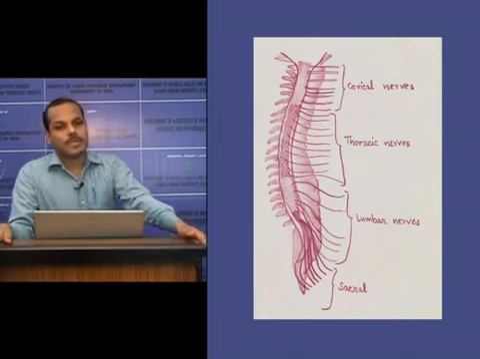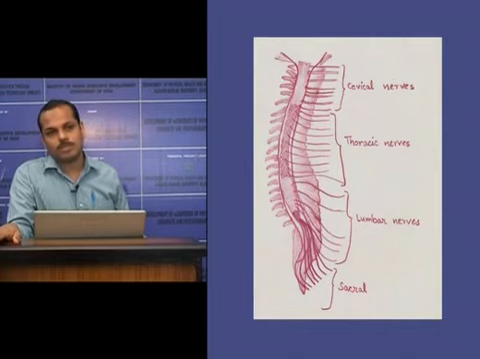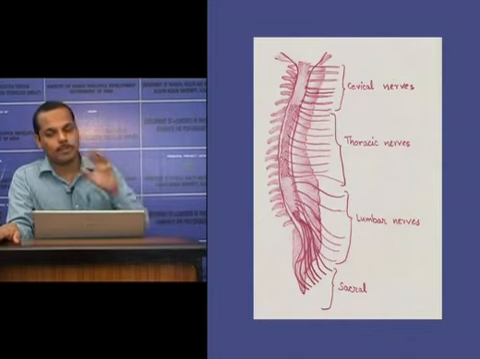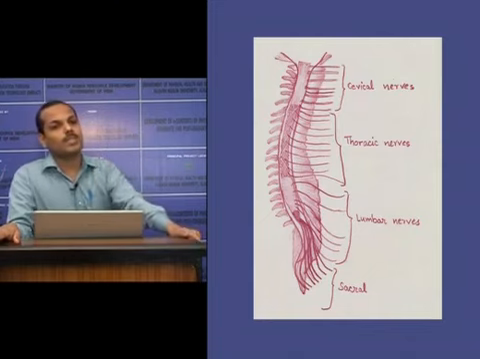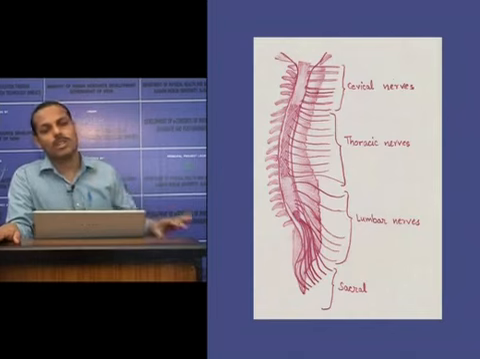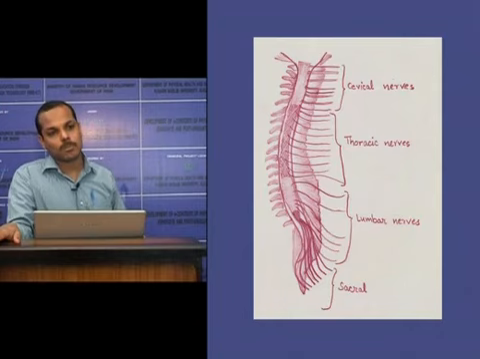Now, the cord presents two thickenings, the cervical and lumbar enlargements, which give rise to large nerves to the limbs. At the lumbar region and the cervical region, two enlargements can be seen in the cord, and this is where it gives rise to large nerves to the limbs, because lots of nerves go to the lower limb and upper limb.